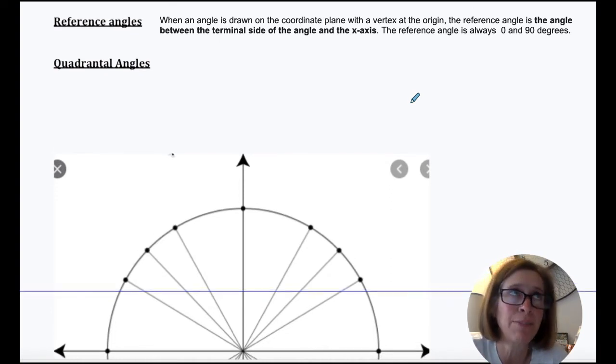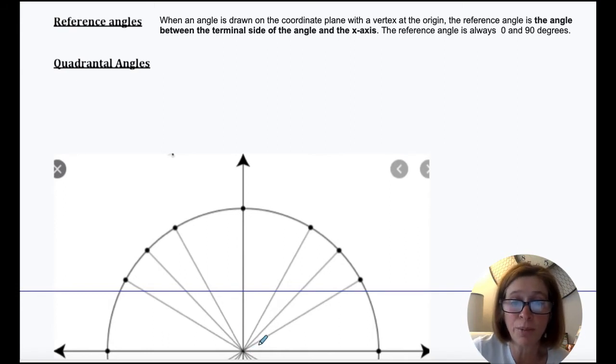Okay, so we said that today reference angles were a first quadrant angle that helps us refer to angles in the other three quadrants. That's Coach Fred's definition of it. A reference angle is actually any angle drawn on the coordinate plane that has a vertex at the origin. The reference angle is the angle between the terminal side and the x-axis. So, starting in standard position, the terminal side and the x-axis.